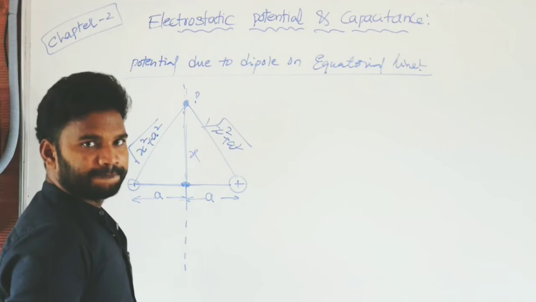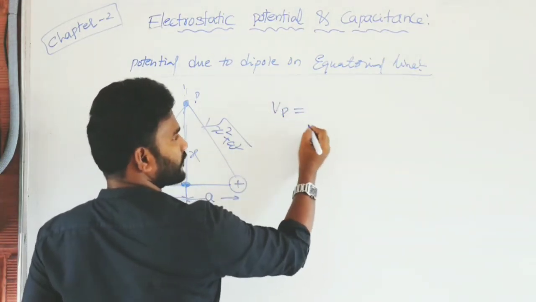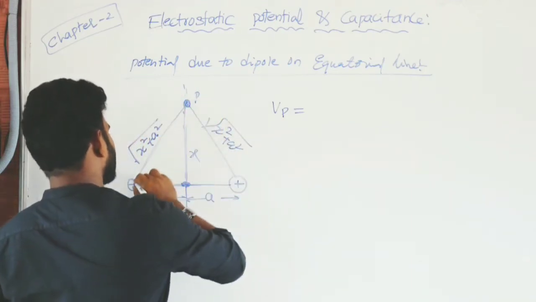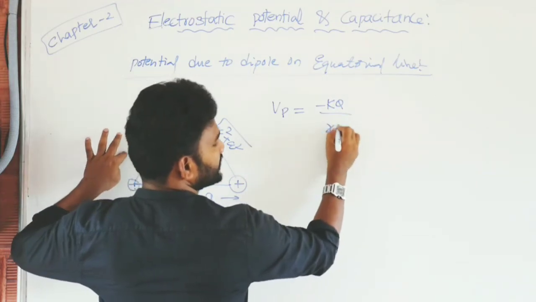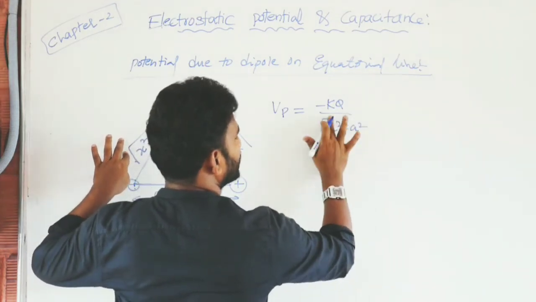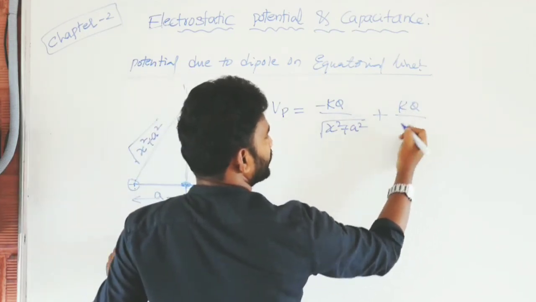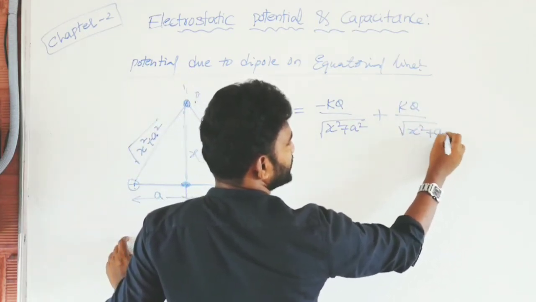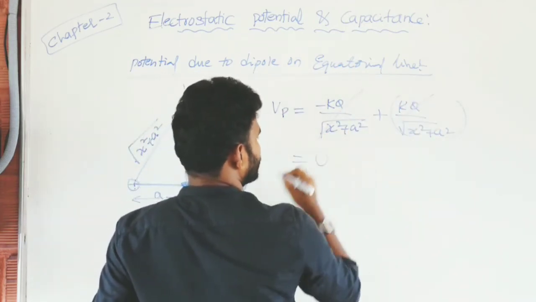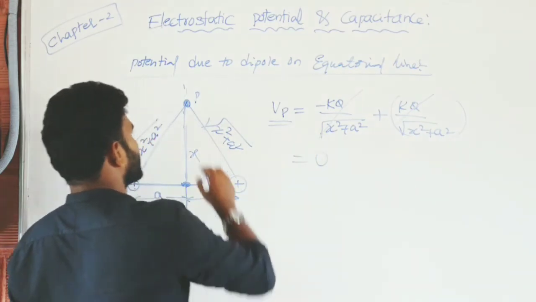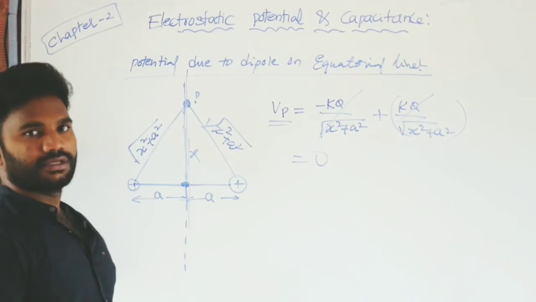Try to understand. Vp is a scalar, so we use the superposition theorem. For the negative charge, minus kq by the square root of x square plus a square, plus kq by the square root of x square plus a square. Both are the same, so it becomes 0. So the potential at any point on the equatorial line is 0.